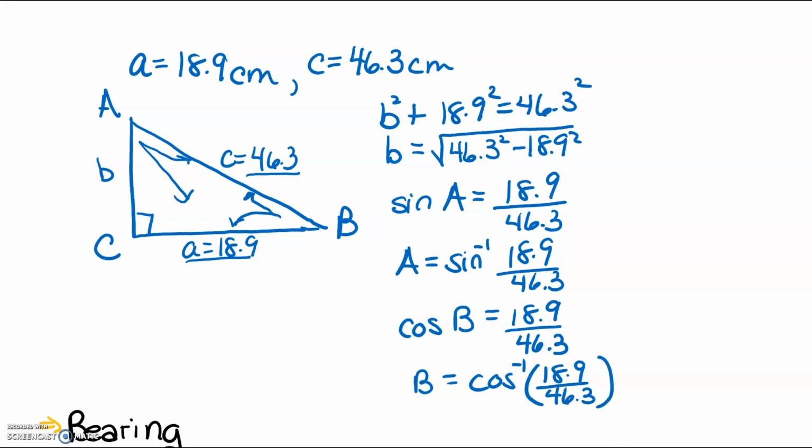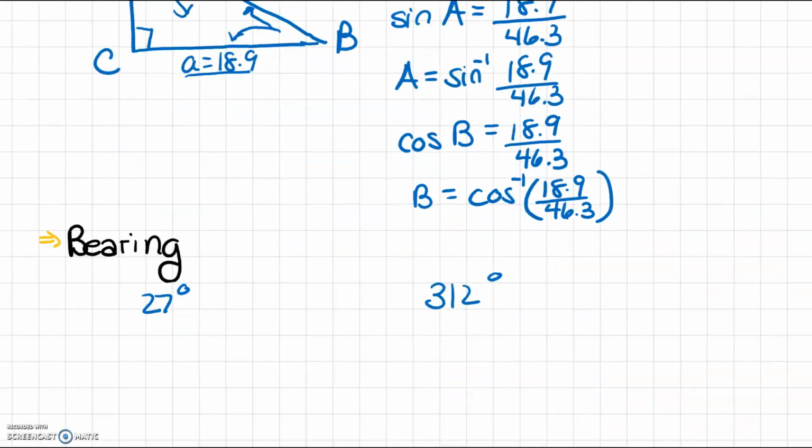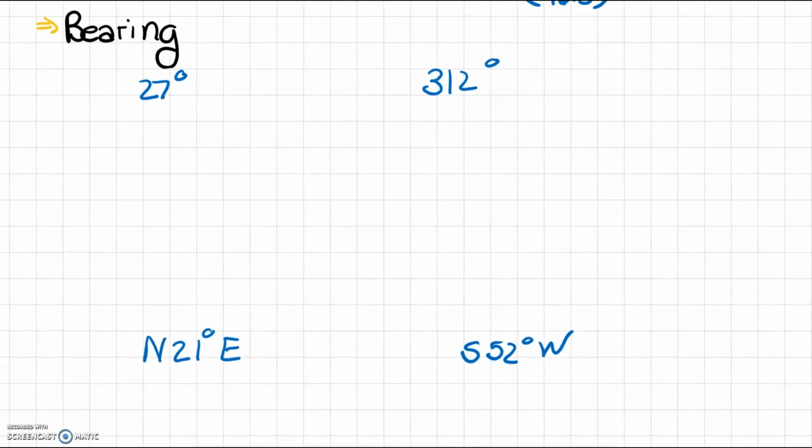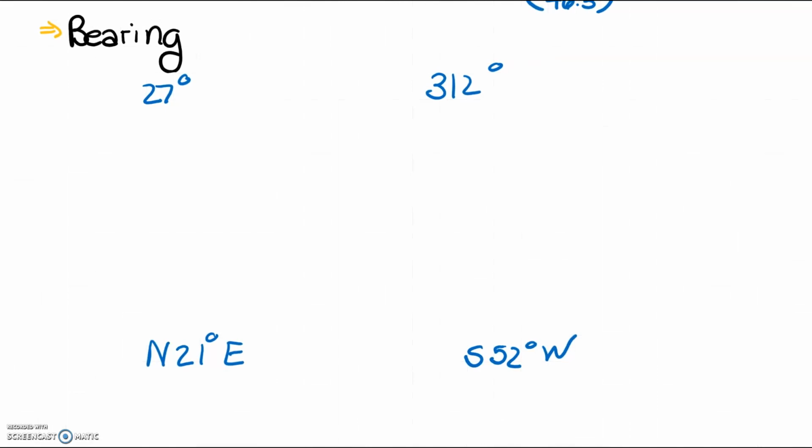And that is how you find those. I'm not going to plug these into my calculator. It will just take too much time to figure that out. I'm going to move on to the next problem that you'll see on the test, and that is problems with bearing. Okay, so bearing can be represented in two different ways.